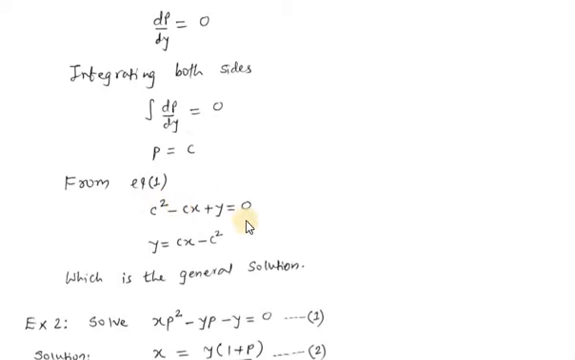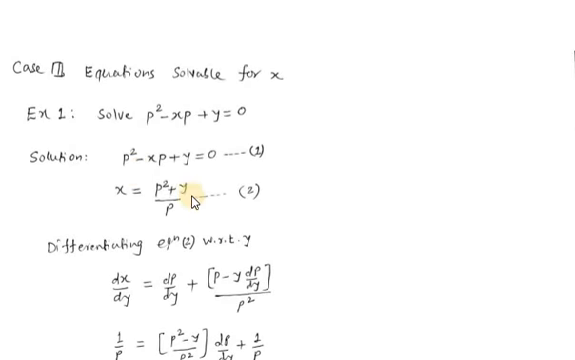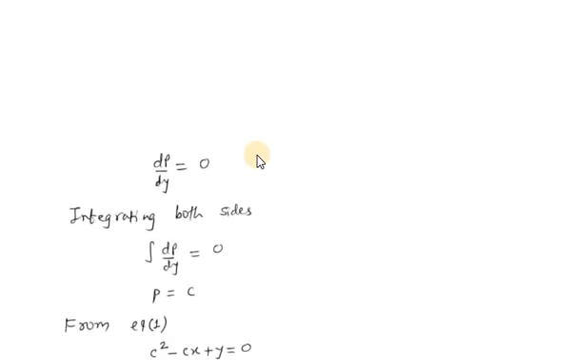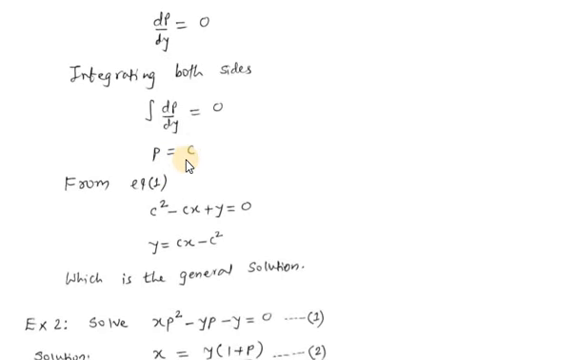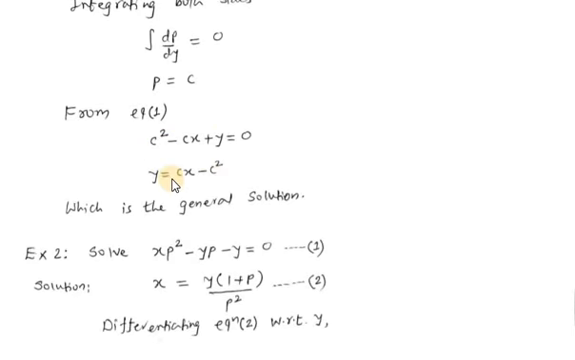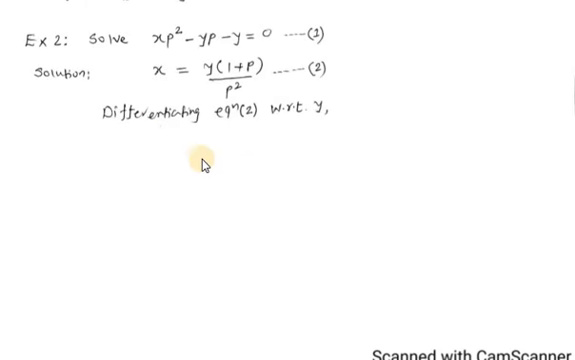Now from equation 1, we can see that equation 1 is p square minus xp plus y equals to 0, and the value of p equals to c. So replacing p by c in equation number 1, we have c square minus cx plus y equals to 0. So from here we have y equals to cx minus c square. So this is the required general solution.